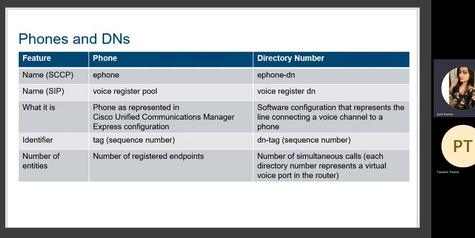The identifier used for phones is a tag or a sequence number, whereas the identifier used for directory numbers is a DN tag or a sequence number. The number of entities is the number of registered endpoints, that can be phones, and the number of simultaneous calls. Each directory number represents a virtual voice port in the router. So basically, phone is hardware, directory number is software, and phones include the endpoints. Any configuration related to the endpoint is configured on the phone, and on the directory number we configure software configuration.